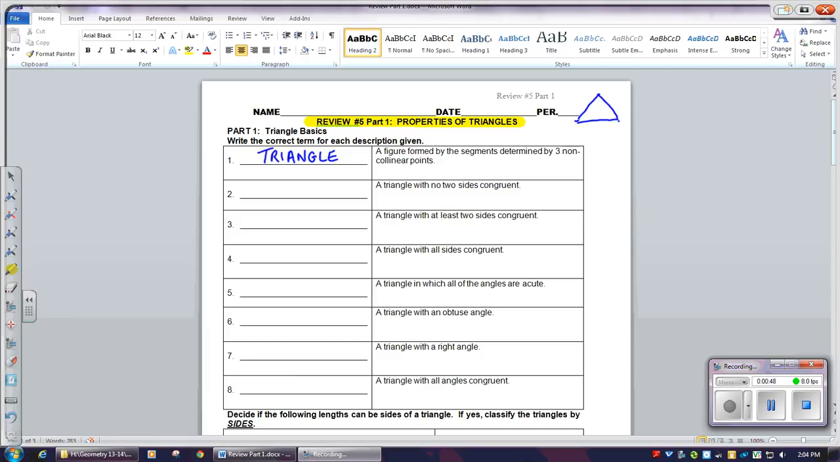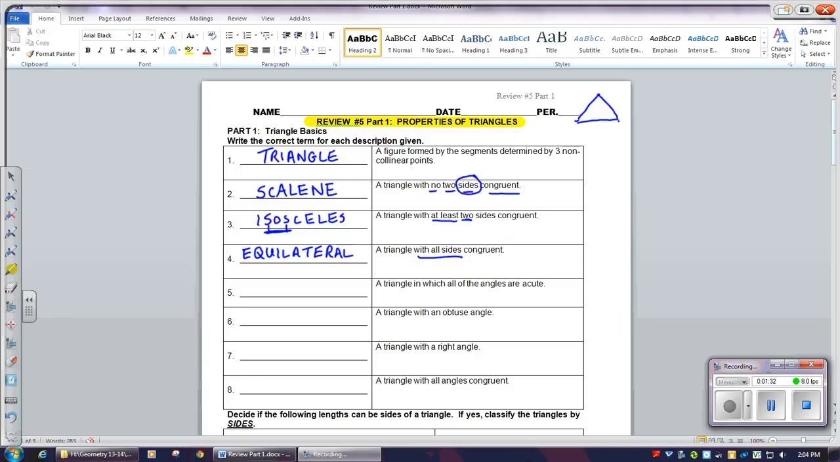Number two, a triangle with no two sides congruent. So I'm naming this by the sides. If no two sides are congruent, it means all three are different, and that is a scalene triangle. You have two sets of words, one for sides and one for angles, and you have to keep them separate. A triangle that has at least two sides congruent is an isosceles. I always remember SOS in the middle there, two S's, at least two sides are congruent. A triangle where all sides are congruent is an equilateral. All three sides are congruent, equilateral.